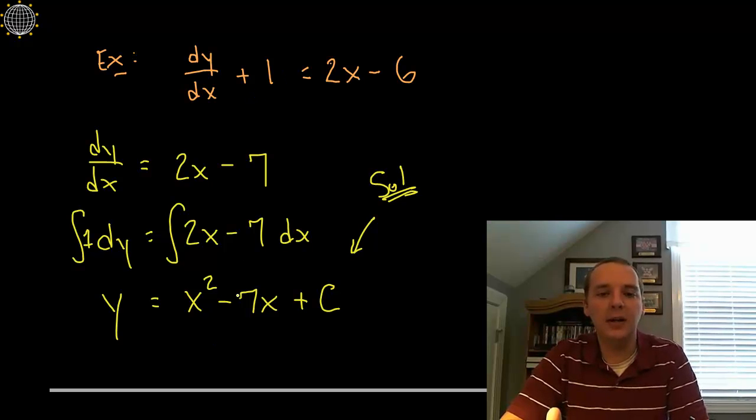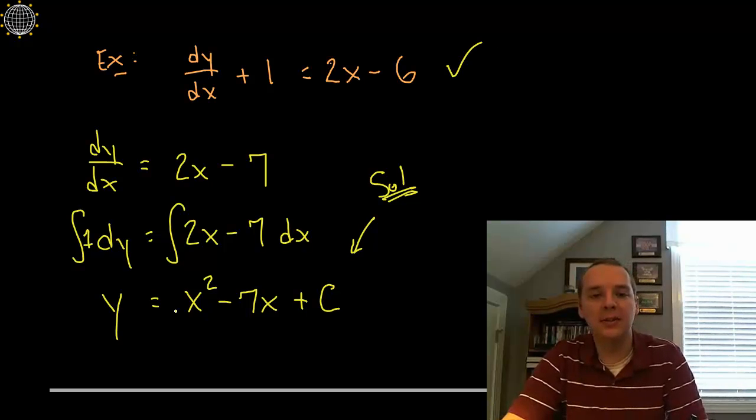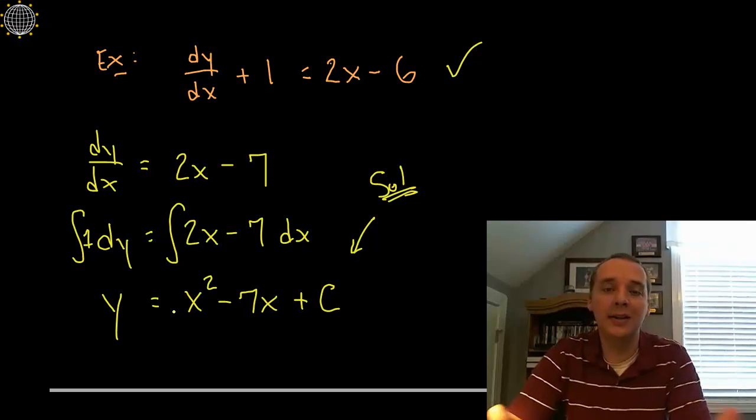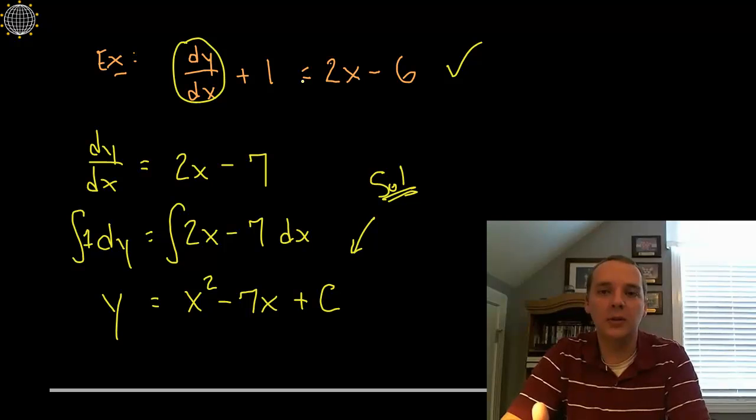Anybody of this form, x squared minus 7x plus any constant, has a derivative that, if you added 1 to it, would give you 2x minus 6, meaning it makes the differential equation true when we substitute it in everywhere there's a dependent variable like y. There's no y in here, but there is a dy/dx, so when you substitute this function's derivative in, it makes the equation true.